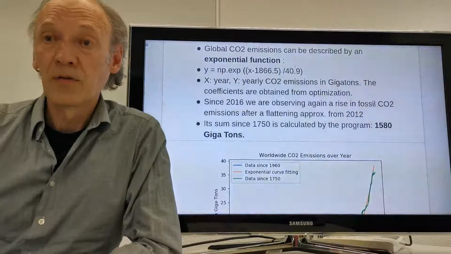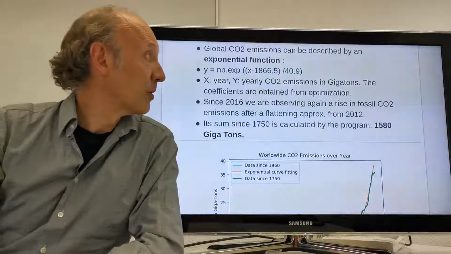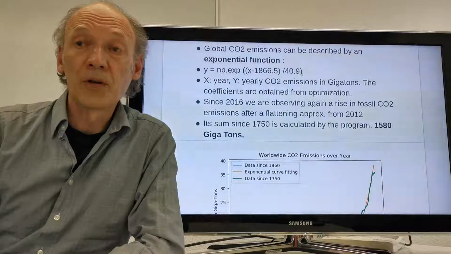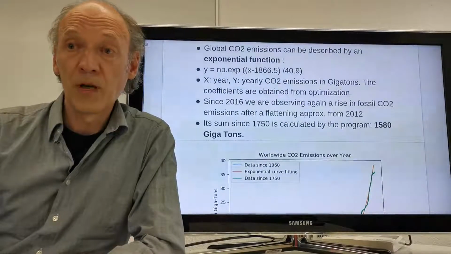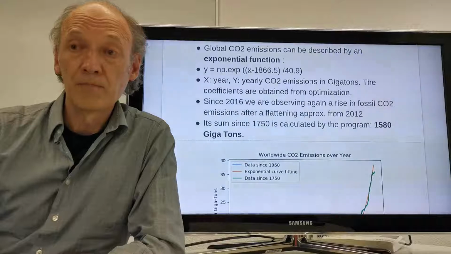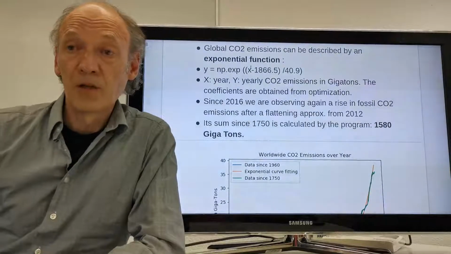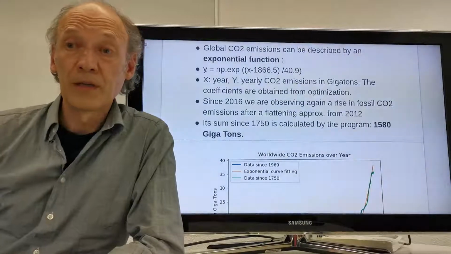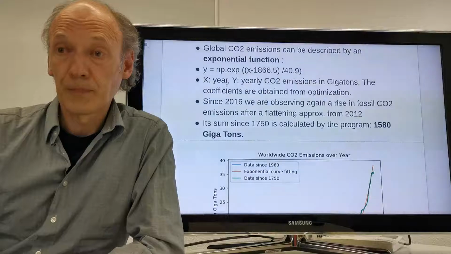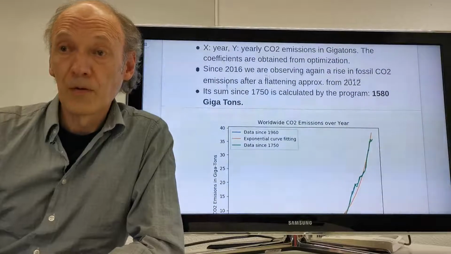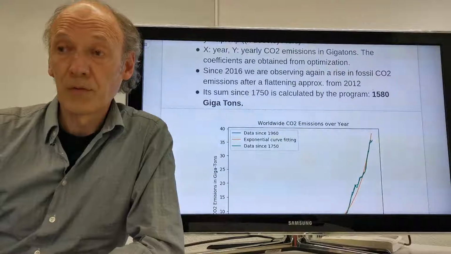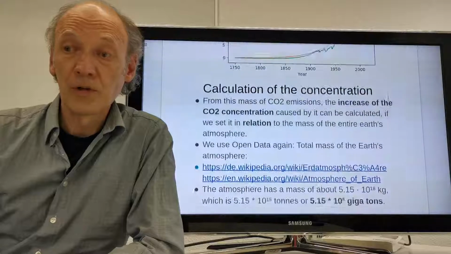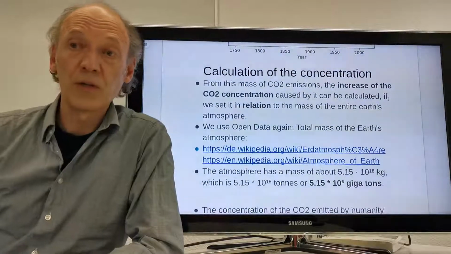Yeah, and here you can see actually the formula that my program found. So basically this is the formula which plots this graph for the gigatons. Here x is the year, like 1980 for instance, and then the result of this formula is gigatons. Yeah, so for us most important is this total sum, 1580 gigatons, which we can now convert to a concentration.